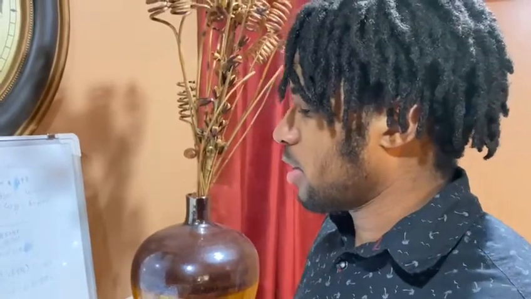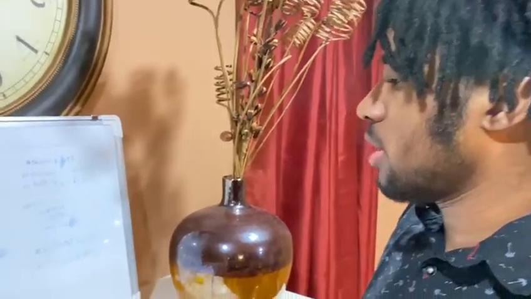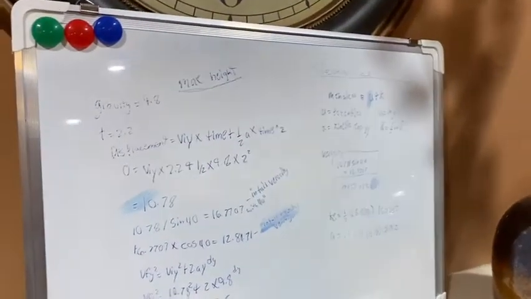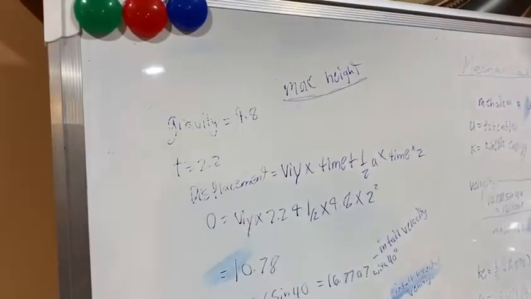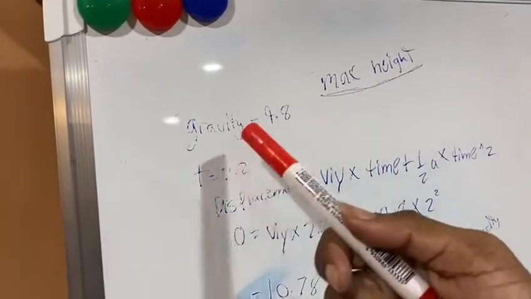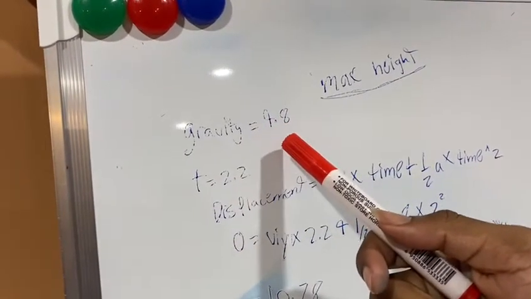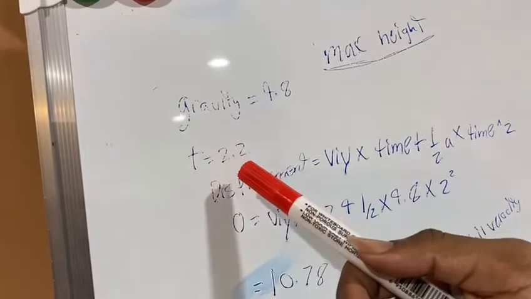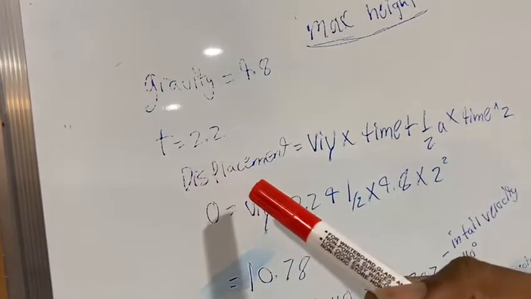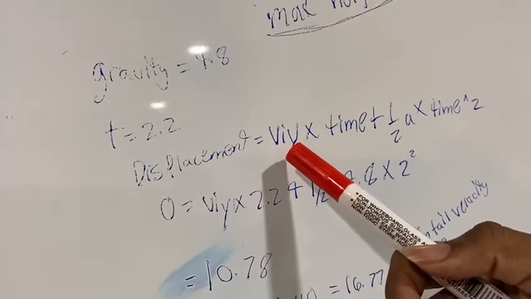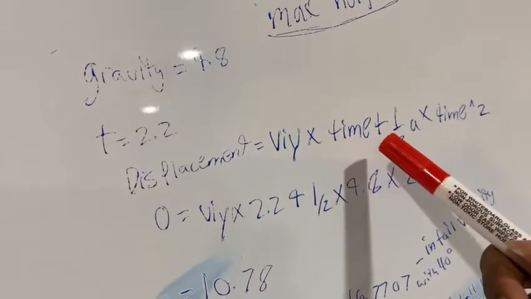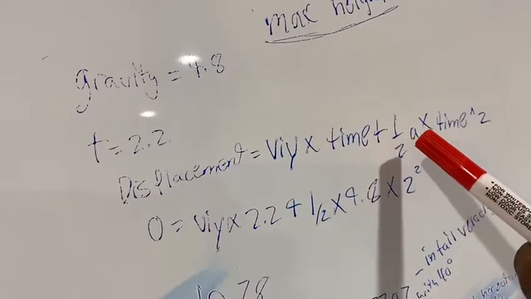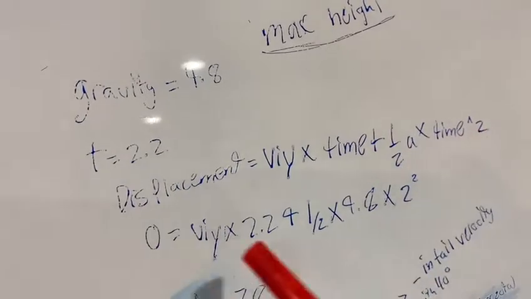Okay, the two concepts that were in the video above were kinematics and also mechanical energy, which has to do with energy and the kinematics unit. So first, to start off with kinematics, over here, we're going to talk about what we have. Gravity equals 9.8, and we know the time is 2.2 seconds from going up and down. Displacement, which is VIY times time, plus 1 over 2 a times time squared.